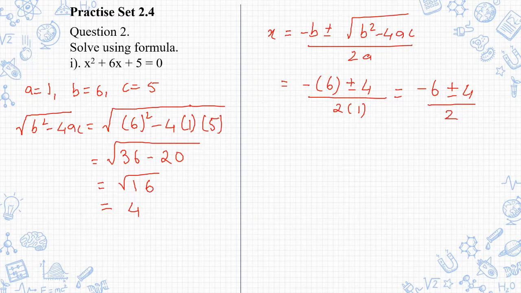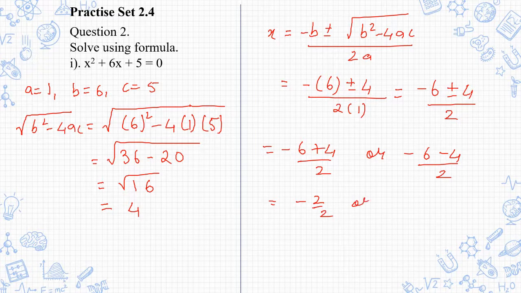Now we'll just separate it. So this will be minus 6 plus 4 upon 2, or minus 6 minus 4 upon 2. So this will be minus 2 upon 2, or this, and this will be minus 10 upon 2. If we simplify this, this will become minus 1 and this will become minus 5. So the two roots of this quadratic equation are minus 1 or minus 5.